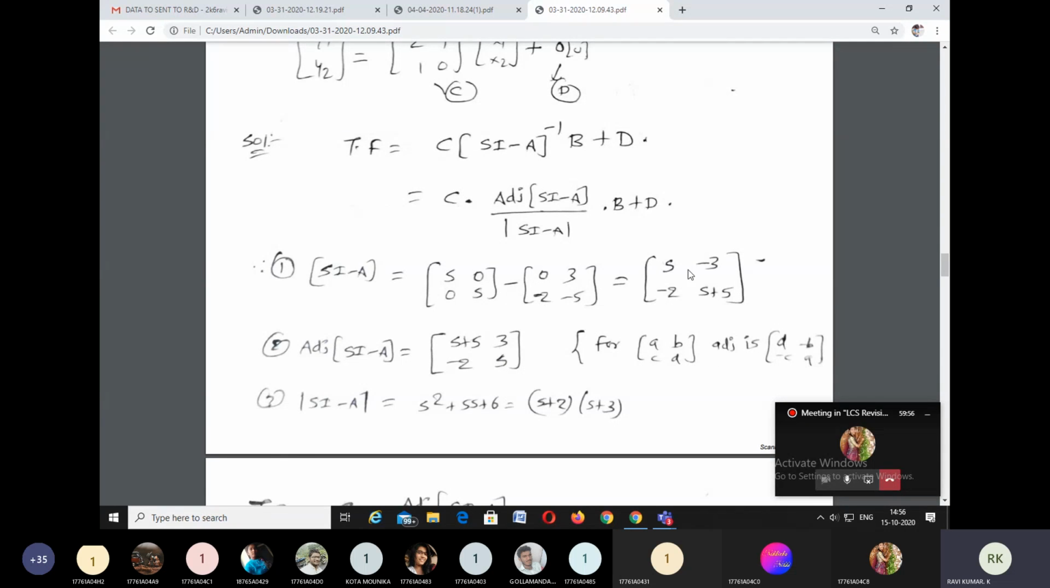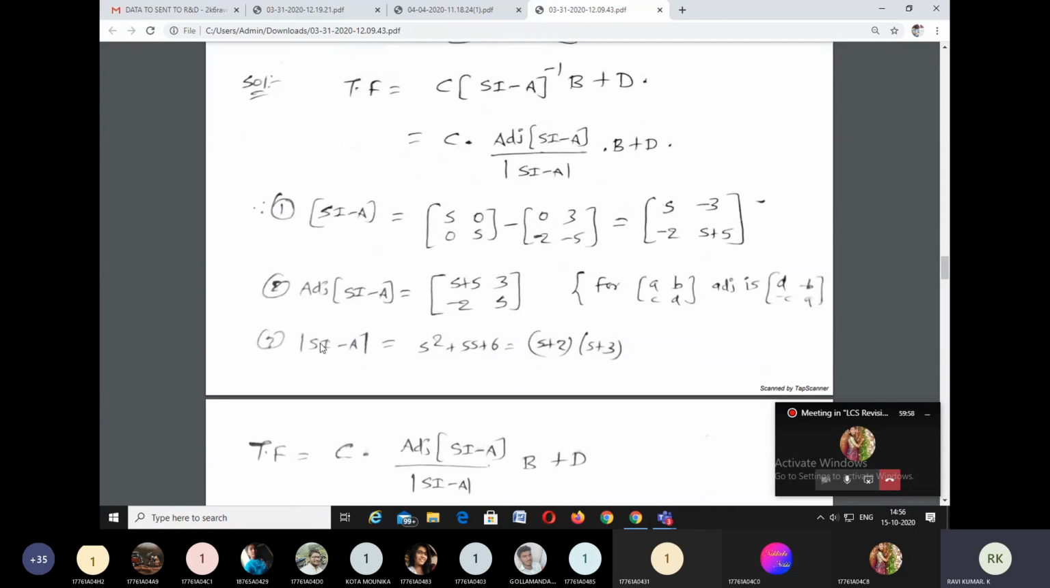Now adjoint A by det A. So determinant of sI minus A, see, for a 2 by 2 matrix, it is... sorry, det of sI minus A means AD minus BC, right? (s plus 5) into s, minus 3 into minus 2. So that is, you'll get s square plus 5s plus 6. If you write this one in factored form, it is (s plus 2) into (s plus 3). So that is, you will get this one.